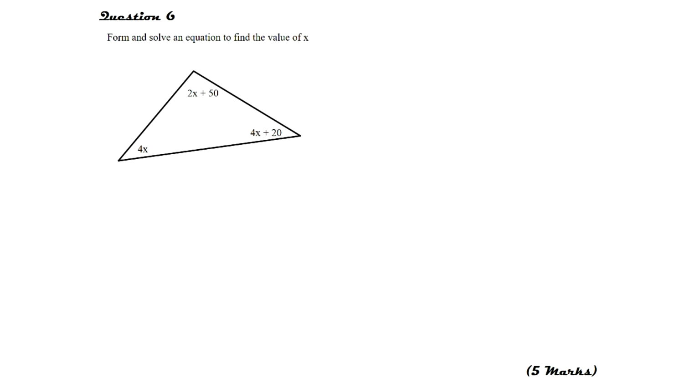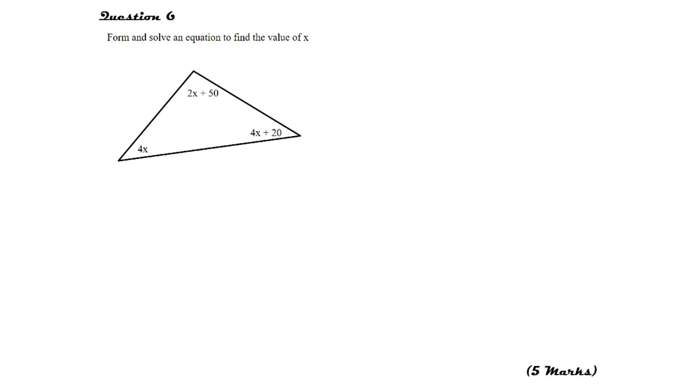Question number 6. This is a form and solve question, again really popular on the Edexcel series. The most common mistake you see on these ones is not telling the difference between the perimeter questions and the angle questions. And again, this goes back to exam technique of reading the question very, very carefully. So I can see at the minute that this is a triangle and I have 3 angles labelled inside it.